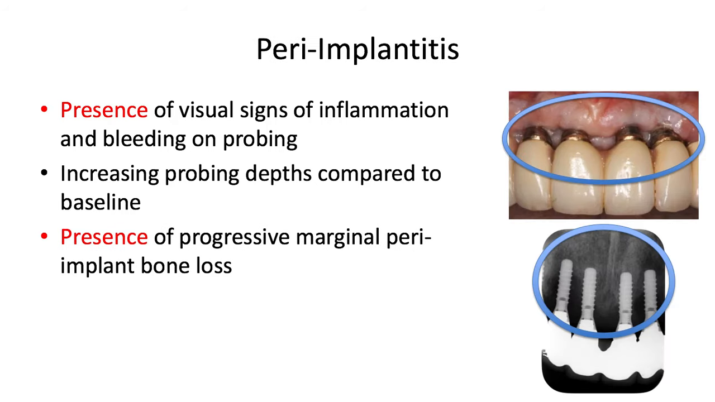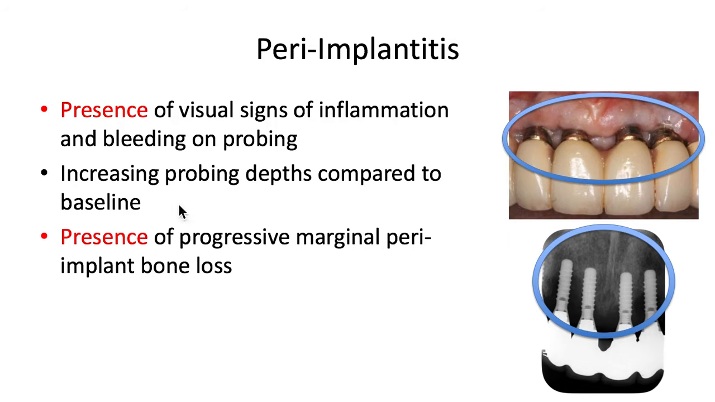And then the third one was peri-implantitis. This involves the presence of visual signs of inflammation and bleeding on probing. That's the same. Increased probing depths compared to baseline. That's the same. And this is increased at 1 year post-implant restoration compared to whatever the baseline probing depth was. Now, in the absence of a baseline recording, we're looking at probing depths that are 6 millimeters or more, and radiographic evidence of 3 millimeters of bone loss or more.